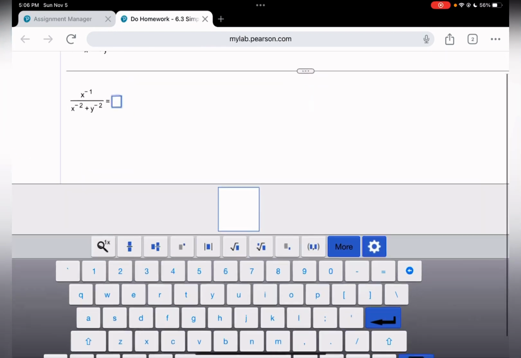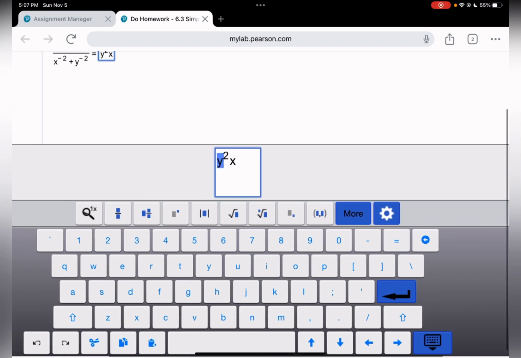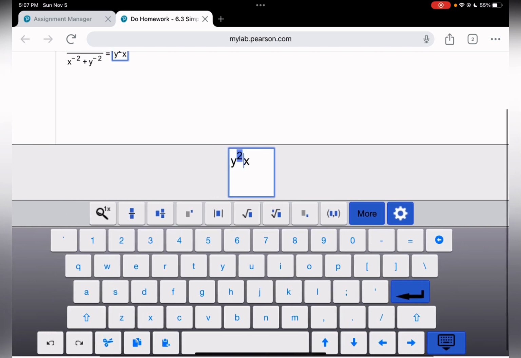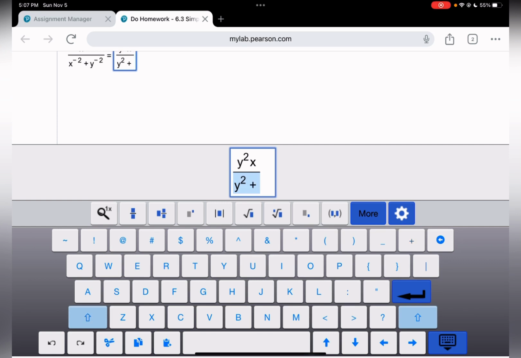So, where is my y? Y squared x. Let me see if I can. There we go. And y squared plus x squared.